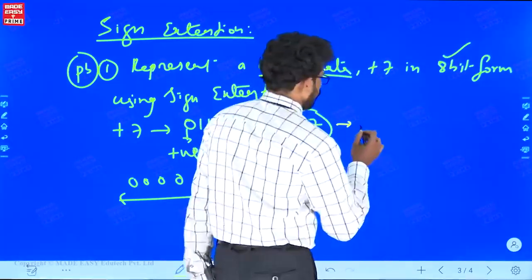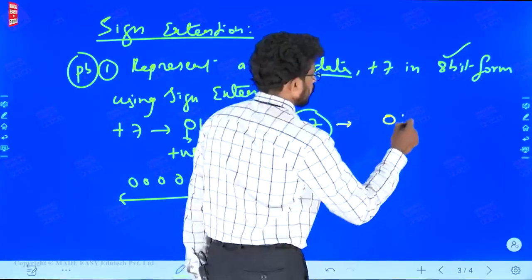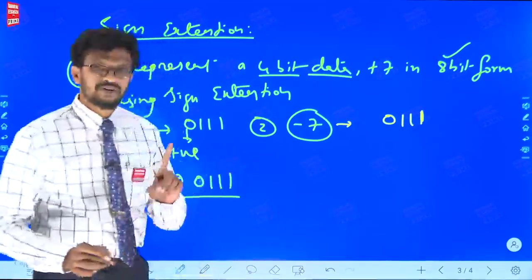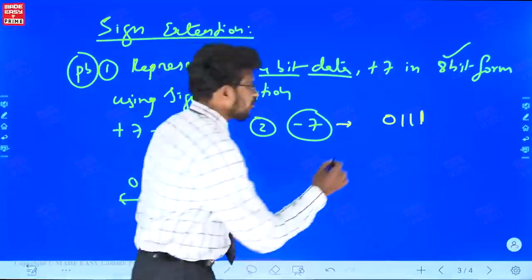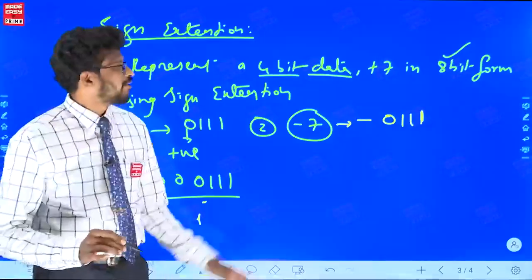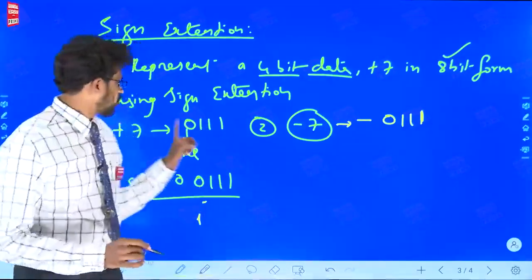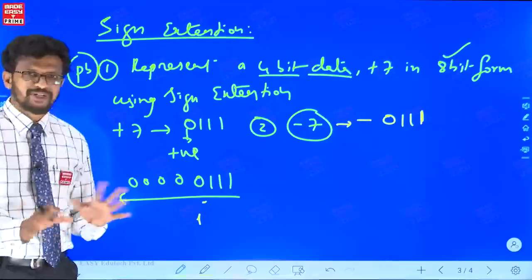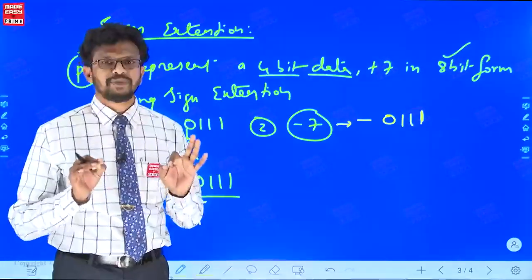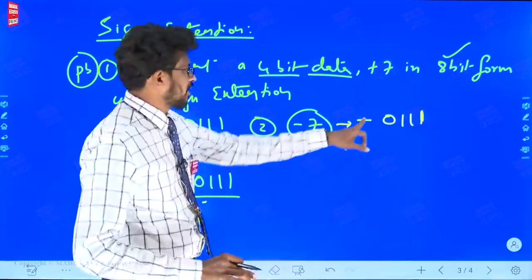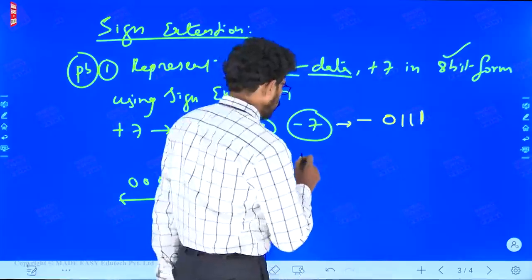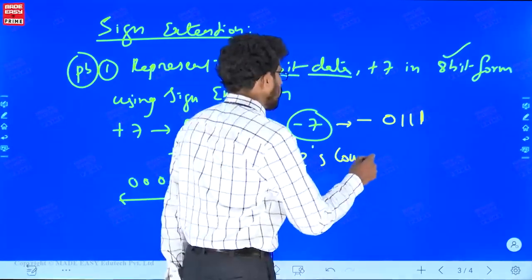Very simple. First you write 7: 0, 1, 1, 1. This is 7, right? I want to find the minus of it. This one is positive, so there is no need of 1's complement or 2's complement. It is to represent negative values that we go for the 1's complement or 2's complement method. So it is 7, and I have to find the negative value. In the 2's complement method, how do you solve?